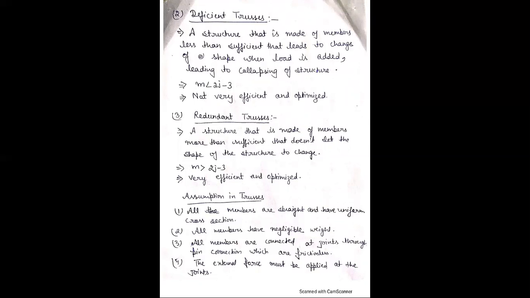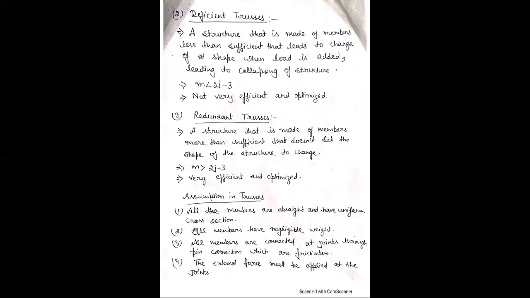Third is the redundant truss. A redundant truss is a structure that is made of more members than sufficient, which does not let the shape of the structure change. It means the number of members is greater than required, so it is very efficient and optimized when load is applied. These are the three types of trusses that are used in structures.